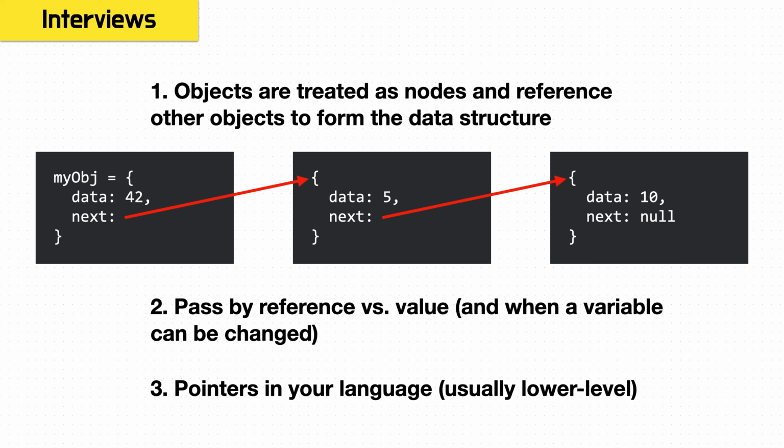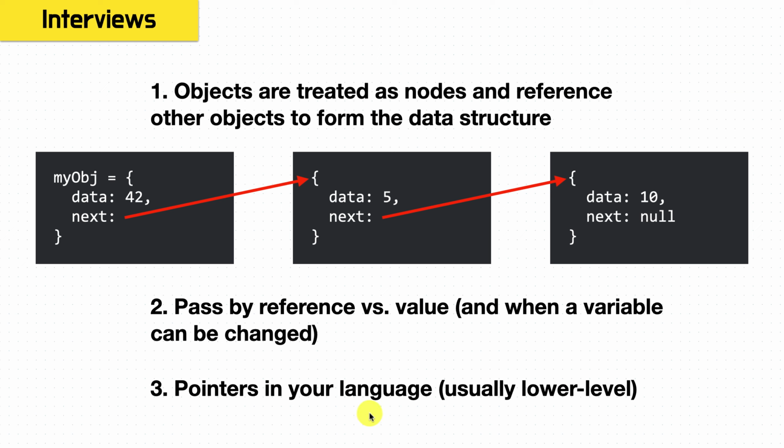So for interviews, and really in this course, when we're talking about pointers, most often we're just talking about creating these data structures where each individual object is a node, and then you reference another object or point to it in one of its attributes. And this is how you form the data structure. Another important concept is pass by reference and pass by value. You really just need to know that reference is going to change the original variable or the data stored in it, but when you pass by value, it's just creating a copy of that original variable and won't have any impact on the item originally declared.